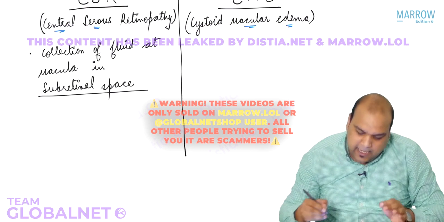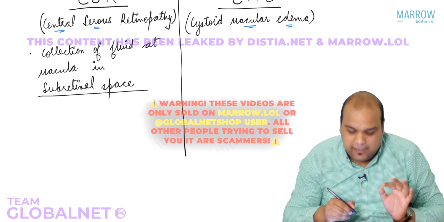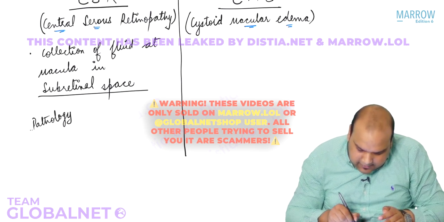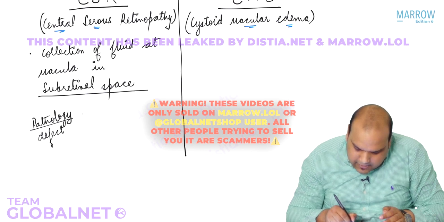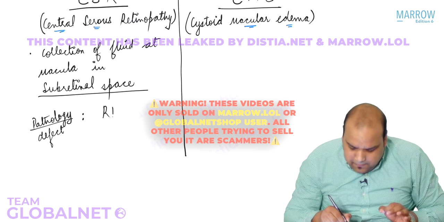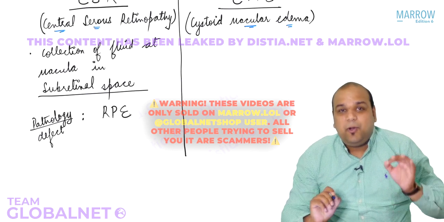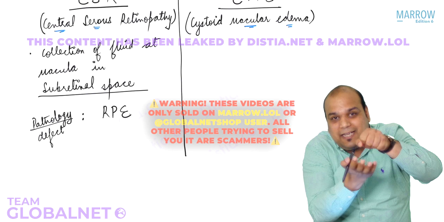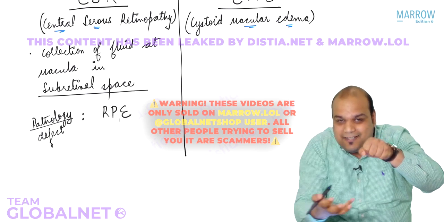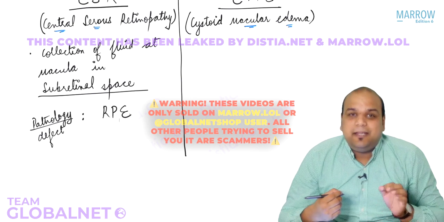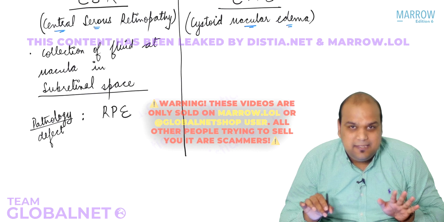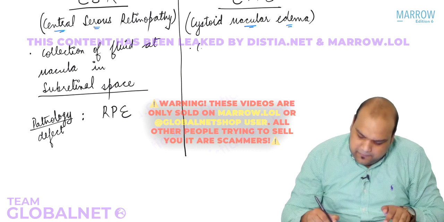Okay? Now, if the fluid is collecting in the subretinal space, the pathology, the damage, the defect must lie in which layer of the retina? Retinal pigment epithelium. Because the retinal pigment epithelium is damaged, that is why the outer blood retinal barrier is broken. So the choroidal blood vessels are sending their fluid into the subretinal space. Am I absolutely crystal clear about this, everybody? Yes? What about cystoid macular edema?